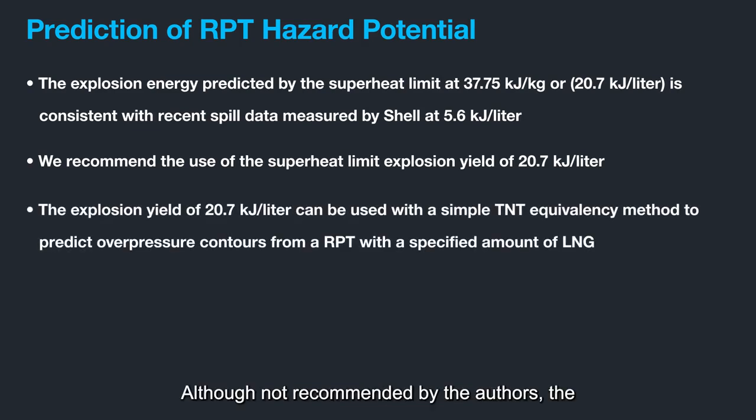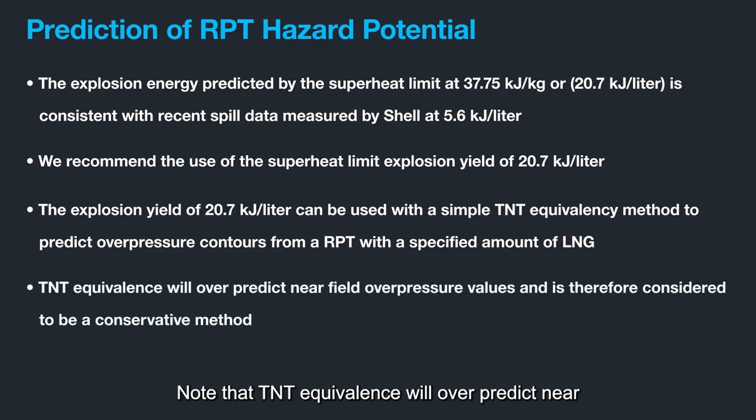Although not recommended by the authors, the explosion yield of 20.7 kJ per litre can be used with a simple TNT equivalency method to predict overpressure contours from a rapid phase transition with a specified amount of LNG. Note that TNT equivalence will overpredict near-field overpressure values and is therefore considered to be a conservative method.